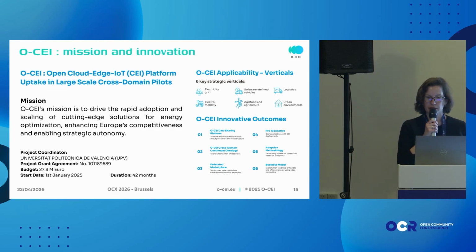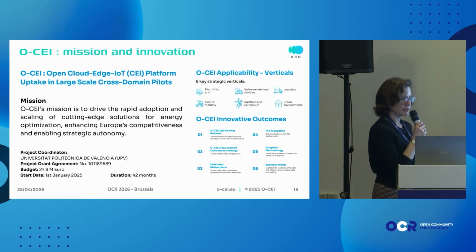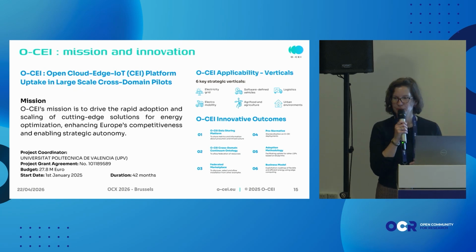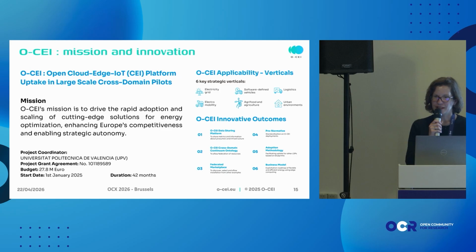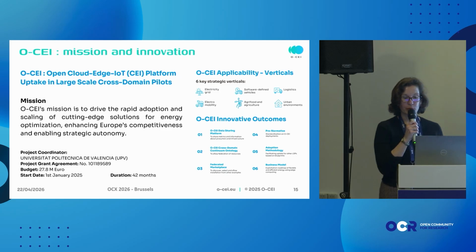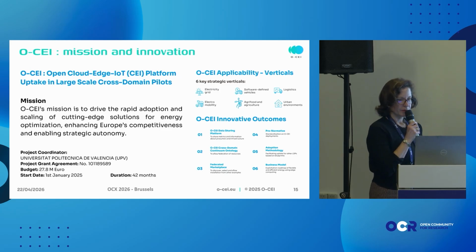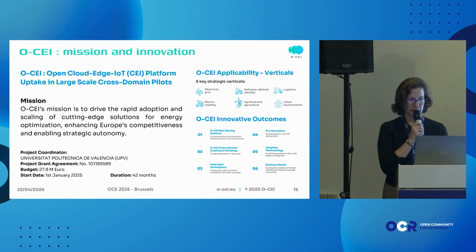The solutions from the OCI project will be applicable in 6 key strategic verticals, as you can see here: electricity grid, electromobility, software-defined vehicles, as we've heard a lot about this already in this event, because it's a very growing topic, agri-food and agriculture, logistics, and urban environment. As I mentioned, the project is coordinated by UPV and started in January 2025.